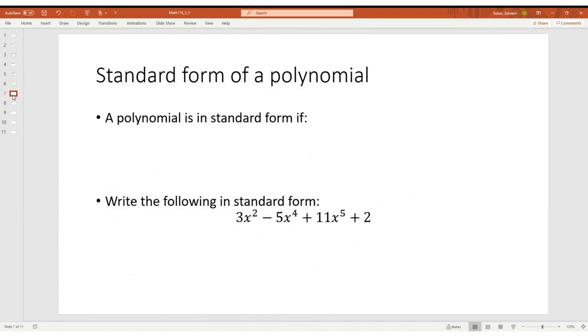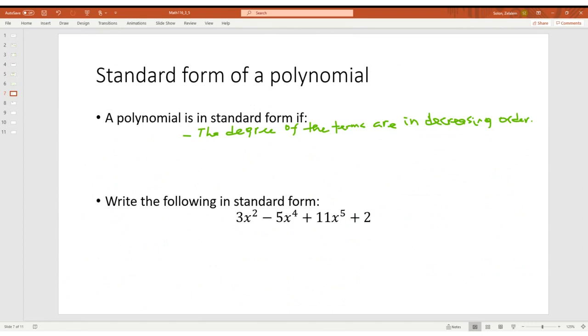A polynomial is in standard form if it satisfies these two conditions. One, the degrees of the terms are in decreasing order. So you start from the highest degree and go down until you get a constant or the smallest, which becomes decreasing order.